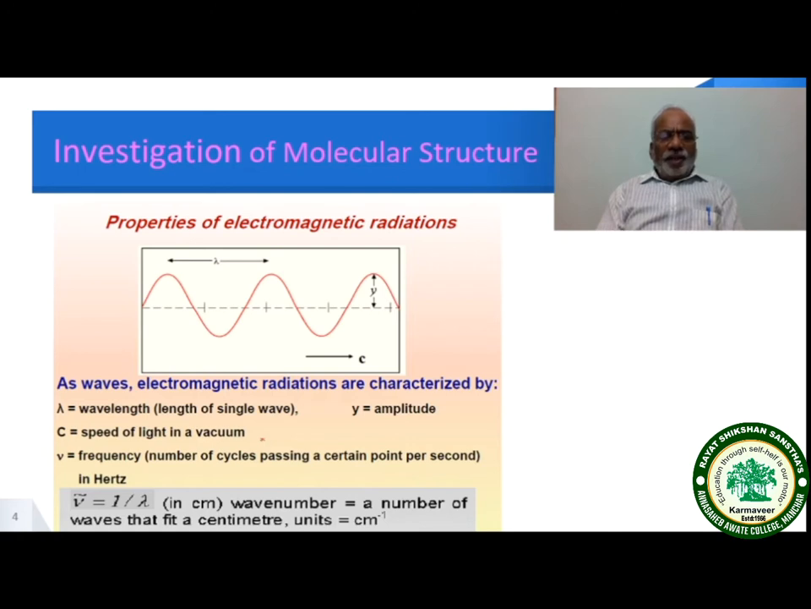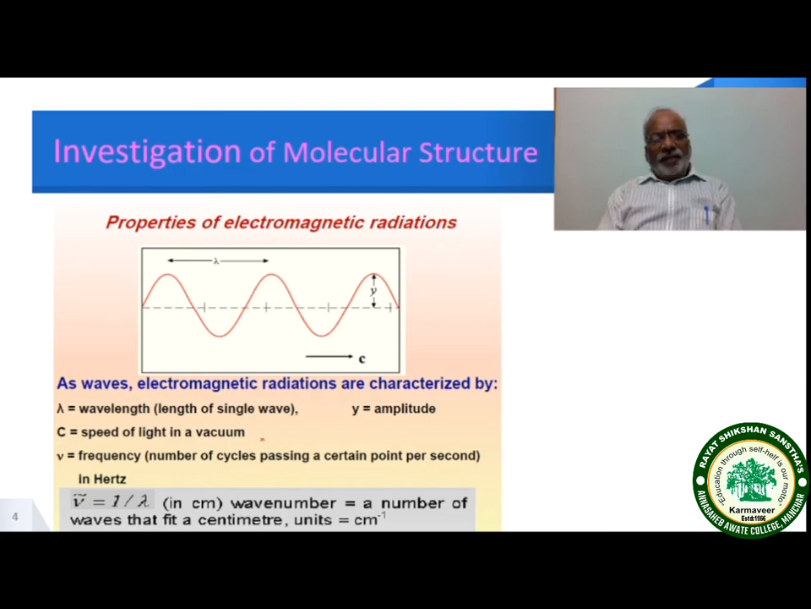Now, from this simple equation, c is equal to nu into lambda, it becomes very clear that nu, frequency, is inversely proportional to wavelength, or wavelength is inversely proportional to frequency. And that's why if the wavelength is smaller, the frequency associated with the radiations is higher. If the wavelength is higher, the frequency associated with the radiations is smaller.